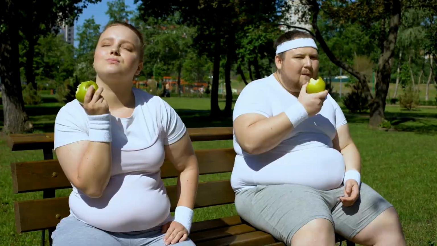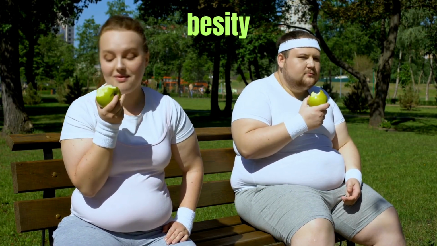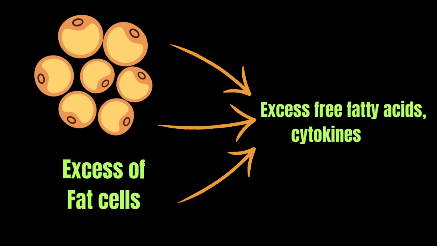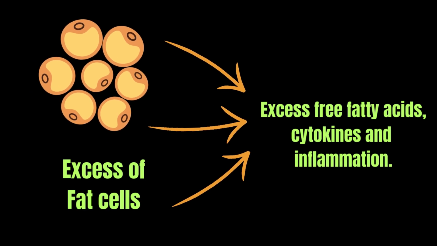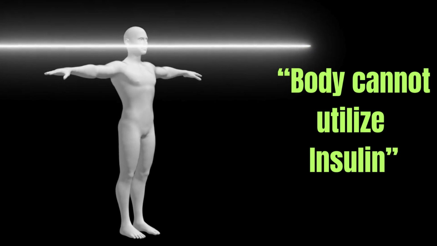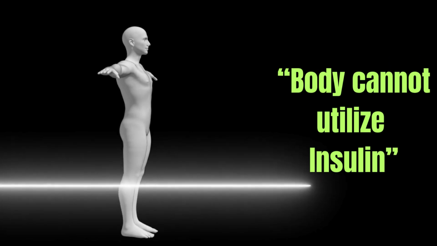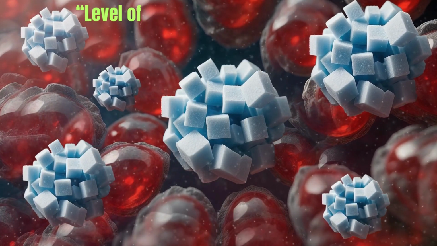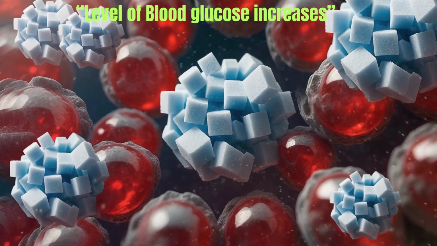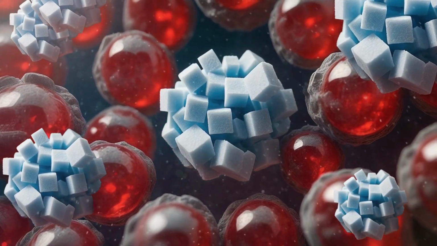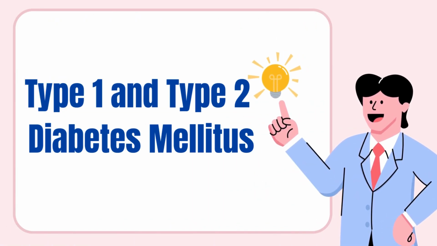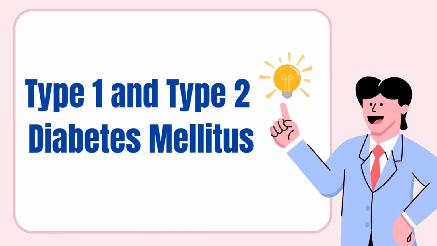The central factor is obesity in this condition. Excess fat in the body causes excess free fatty acids, an increase in cytokines, and inflammation. As a result, insulin is there in the body, but our body cannot utilize this insulin. The same thing happens: blood glucose cannot be transported, and the level of blood glucose increases. This is known as type 2 diabetes mellitus. This is all about the introduction of type 1 and type 2 diabetes mellitus. We will talk later in another part of the video about how it affects our body.